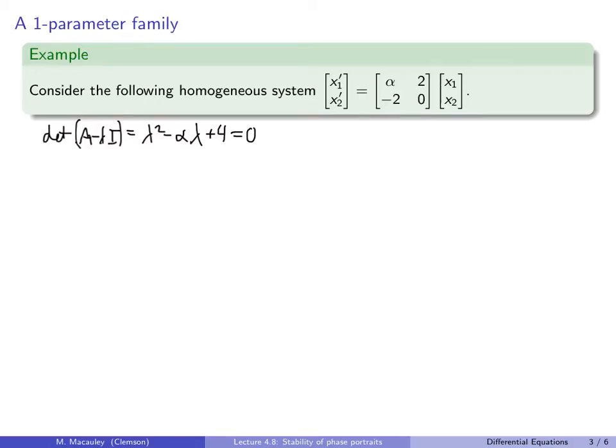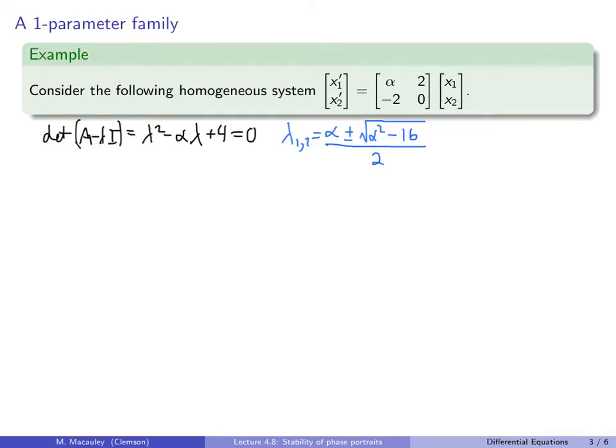Let's use the quadratic formula, and we get that lambda 1, lambda 2 is negative b, so that's alpha, plus or minus the square root of b squared, so that's alpha squared, minus 4ac, where a is 1 and c is 4, so that's 16, all over 2a, which is all over 2.